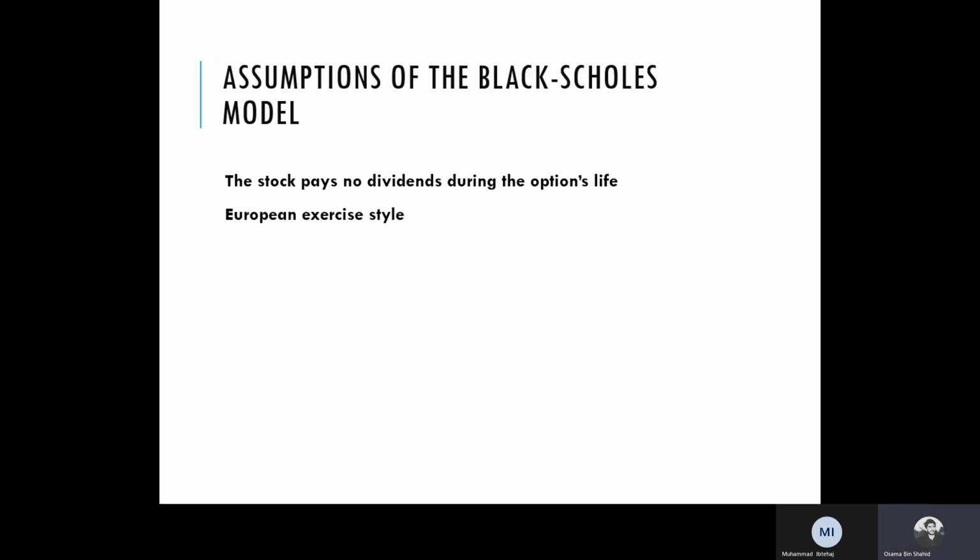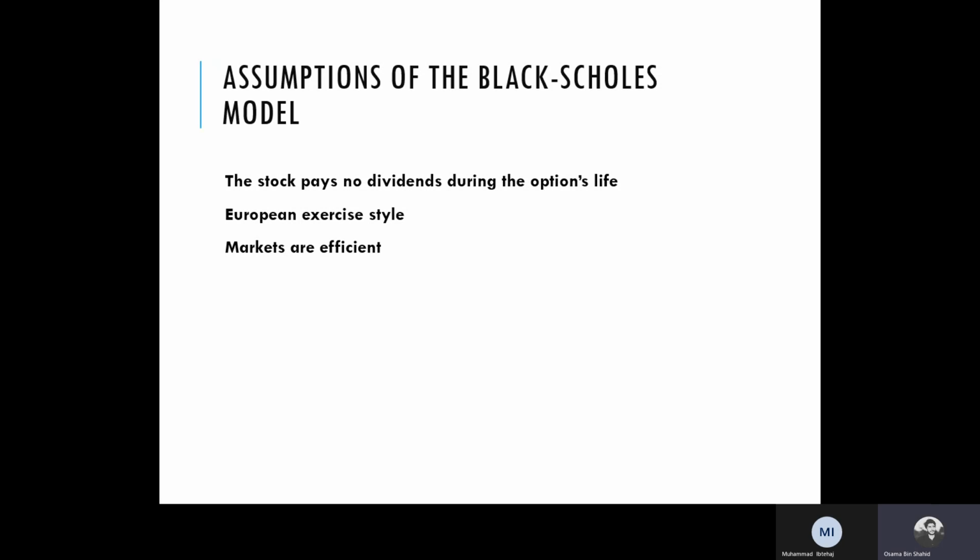The second assumption is that we only use the European exercise style. That means we are only talking about European call options or European put options, not American options, because an American option gives us a lot of time. A European option has a fixed time to maturity, whereas an American option does not have any time limit, so we can cash in the option at any time. So it is a little difficult to calculate the American option.